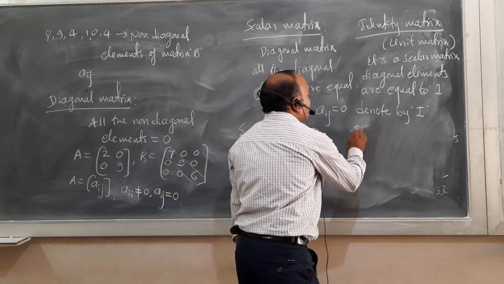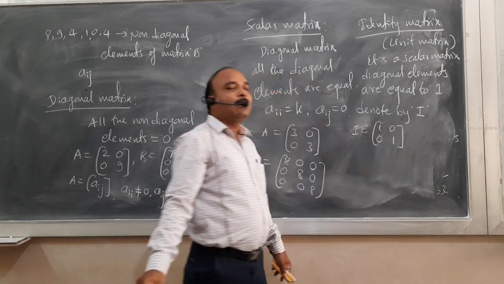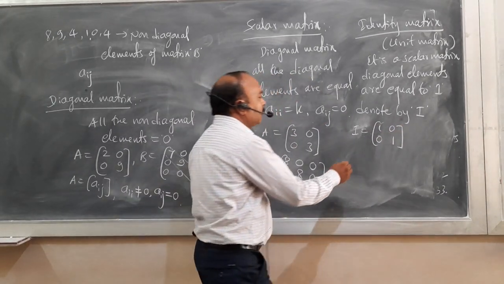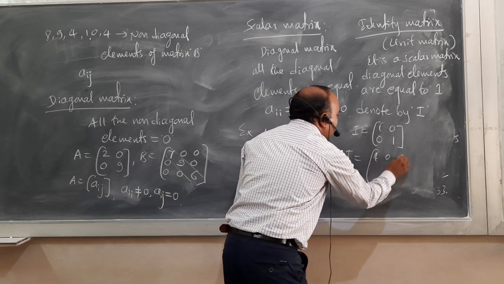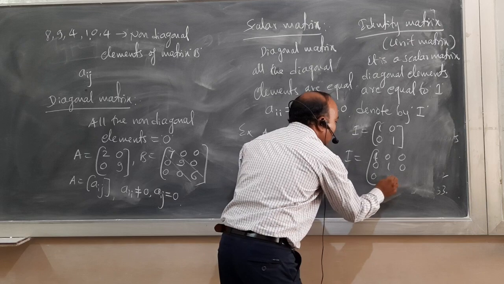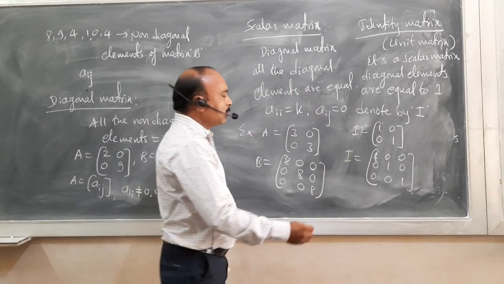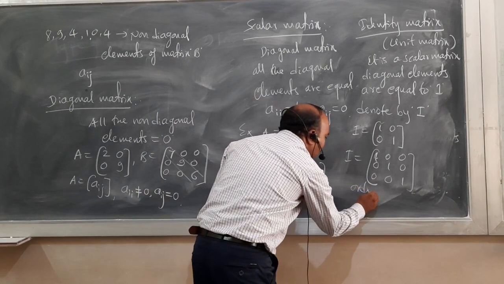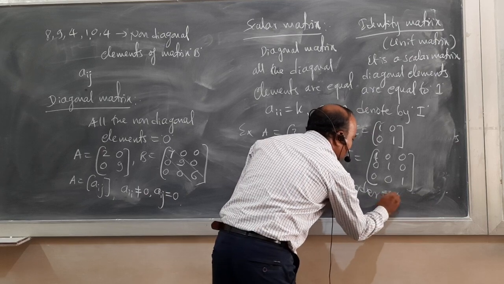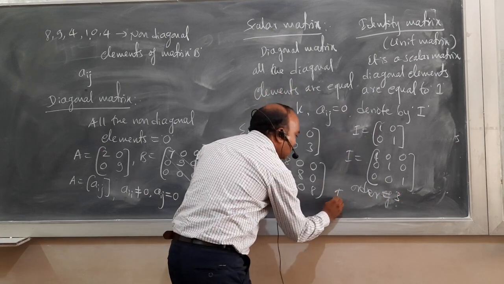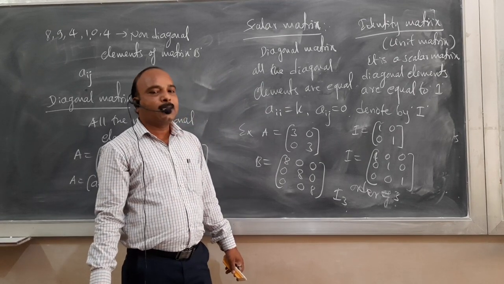If you write I equal to [1, 0; 0, 1], it is an identity matrix of order 2. Similarly, if you write I equal to [1, 0, 0; 0, 1, 0; 0, 0, 1], it is an identity matrix of order 3. The order of this matrix is 3. It is also written as I3. I3 stands for identity matrix of order 3.